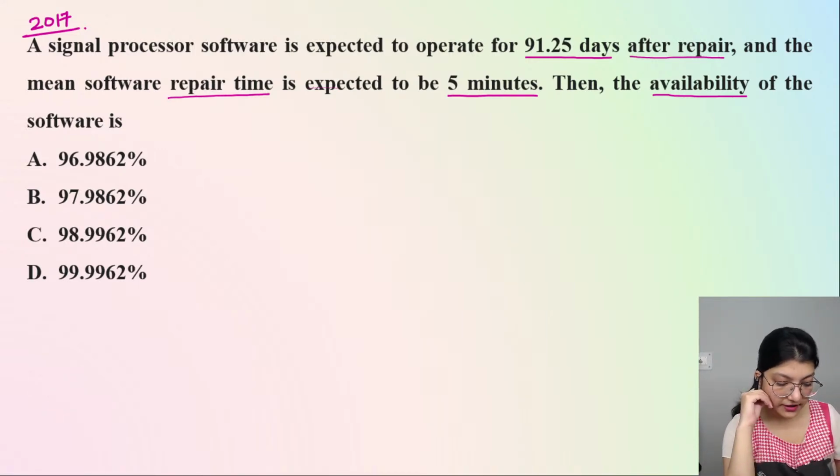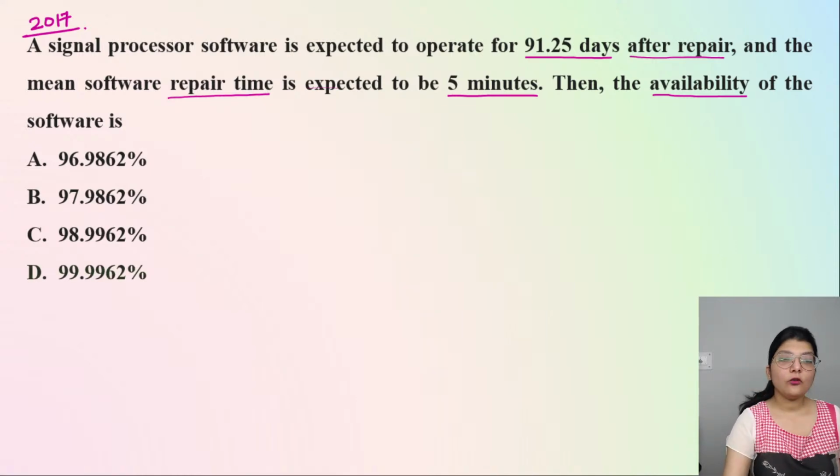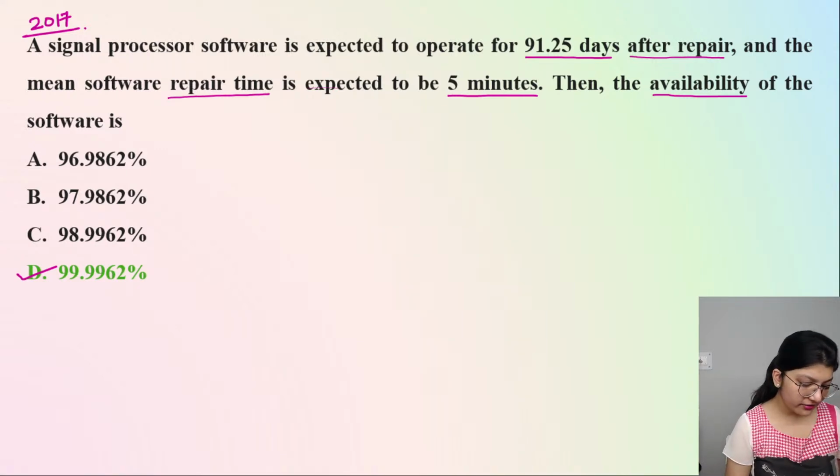No problem, we'll discuss it, don't worry. So the correct answer is option D. Generally you will notice that in case of availability, the answer is almost 99 only. I have seen 2 questions where the answer was 99, and in the second question the answer was around somewhere like that.